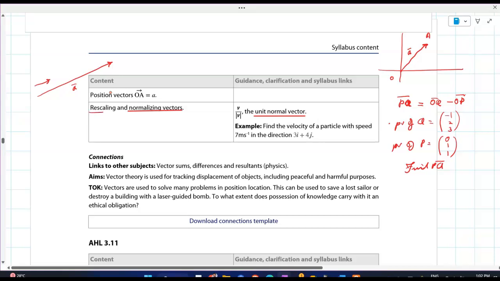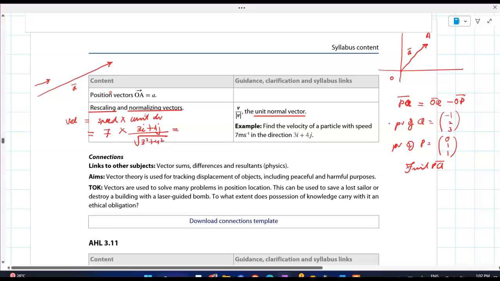Now they're saying rescaling. Now rescaling is this example. Find the velocity of a particle with speed 7 meters per second and the direction of this vector. Now this is a very important thing. So when you're finding the velocity vector, it is equal to speed times the unit direction vector. So you know the speed. Speed is 7 meters per second. Now to find a unit vector, you do the vector divided by its magnitude.